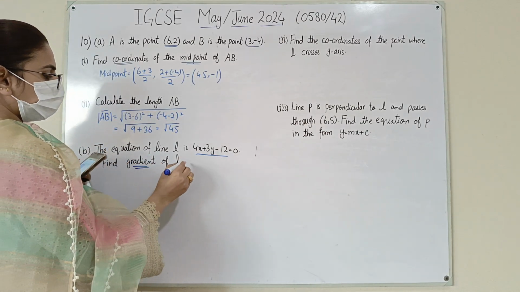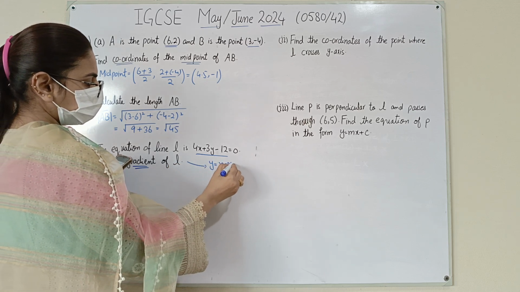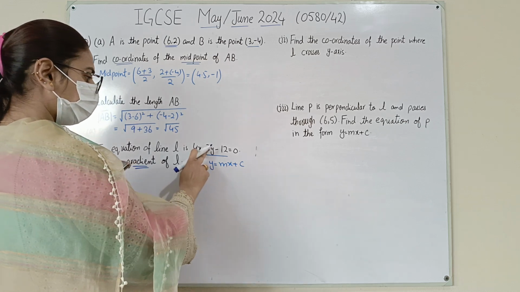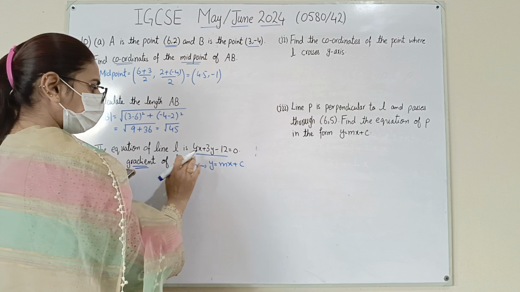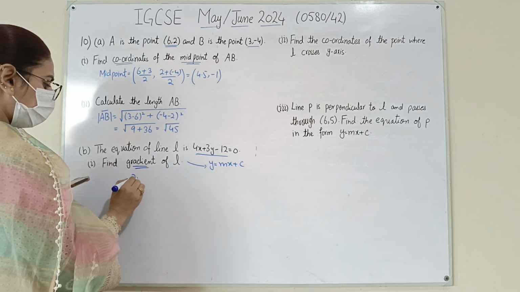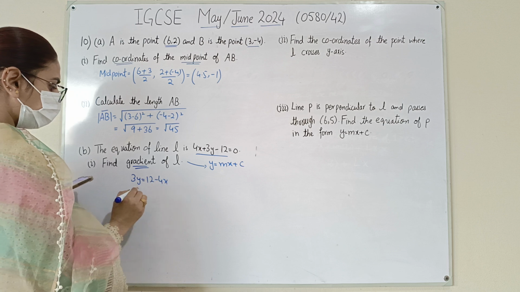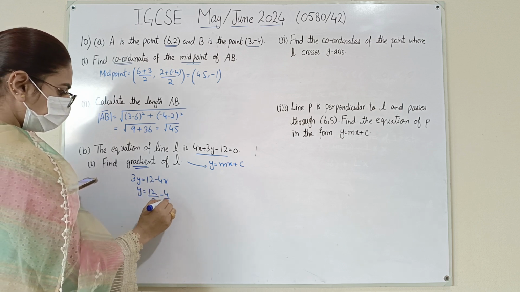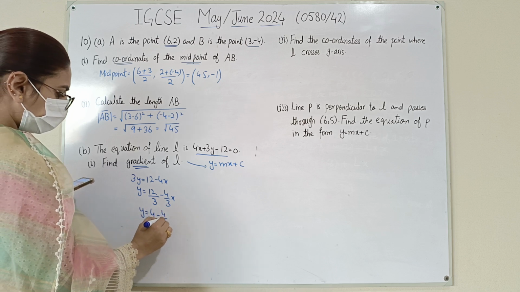Find the gradient. First of all, you have to keep in mind that the gradient form of the line is y is equal to mx plus c. So you have to find m over here. You have to make this equation like this. Separate the y from here. So 3y is equal to 12 minus 4x. Now divide 3 on both the sides. That is 4 minus 4 by 3x.